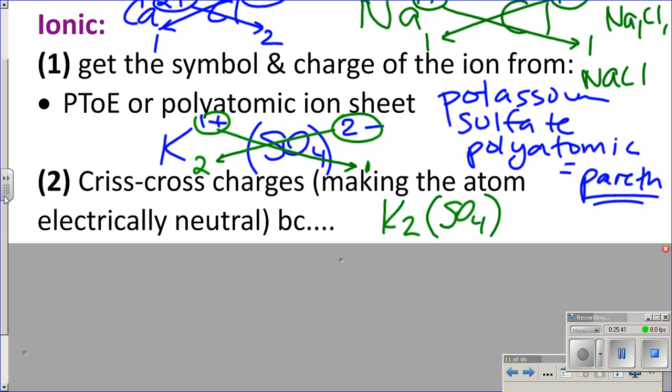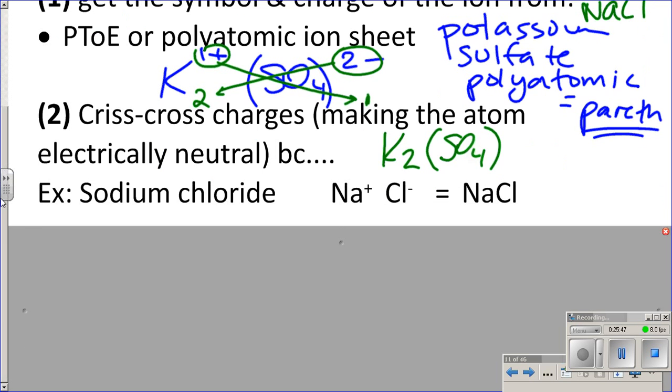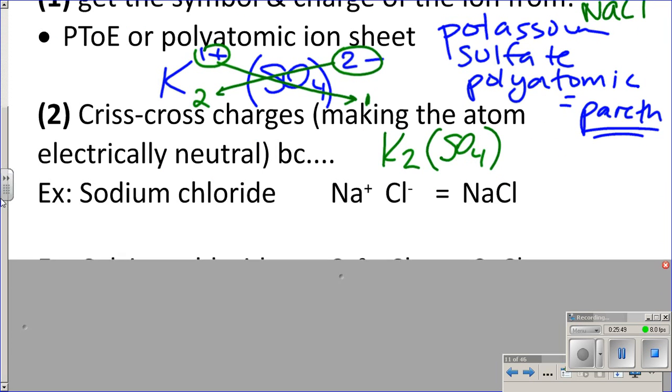All right, let's do another hard one like this. Let's do calcium phosphate. Give myself some space here. Okay, calcium phosphate. Calcium, Ca what? 2 plus. Phosphate, PO4. Say again? 3 minus.